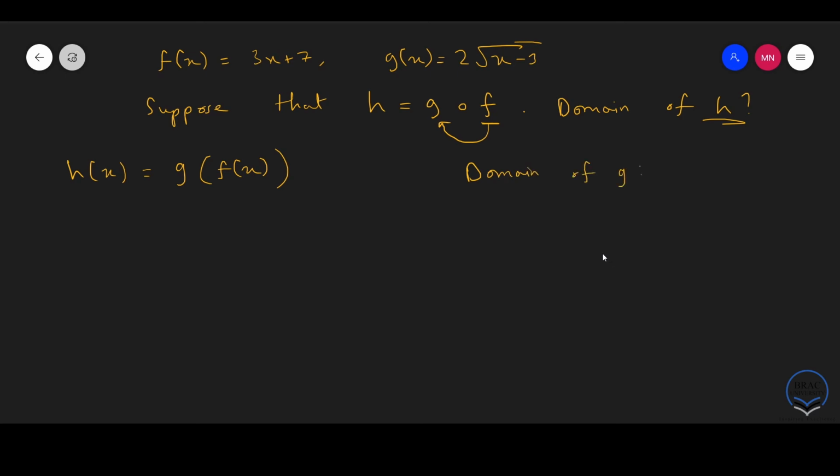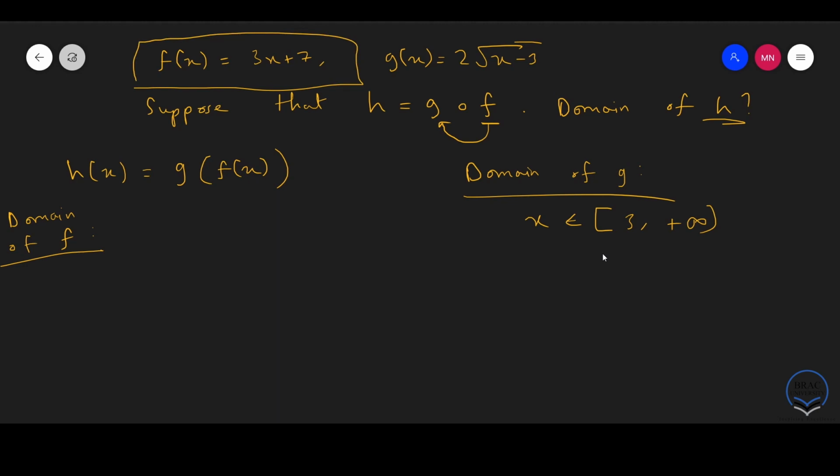We know the domain of g. We know that x is an element in the interval from 3 to positive infinity, basically, right? And we can see from the function of f that the domain of f, so from this function here, we can see that there aren't any restrictions on x, right? x can be any value from the set of all real numbers. So the domain of f is x is an element of the set of all real numbers, right?